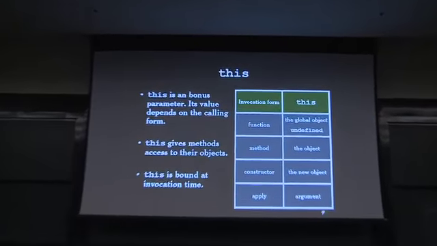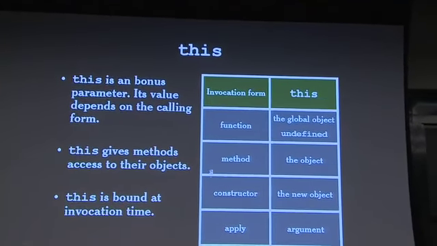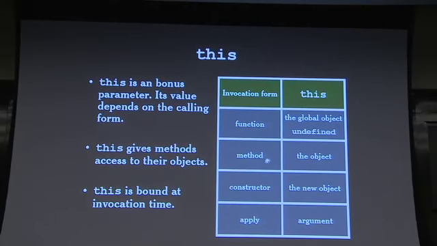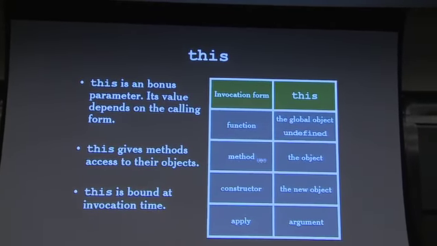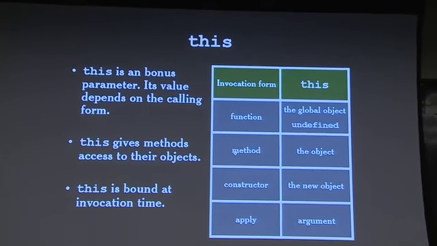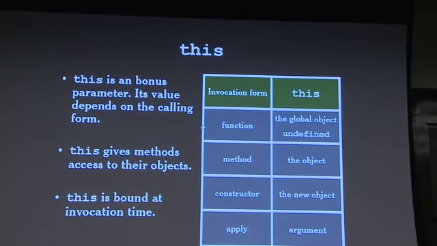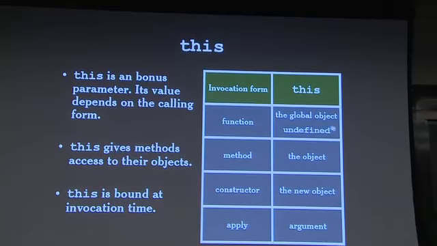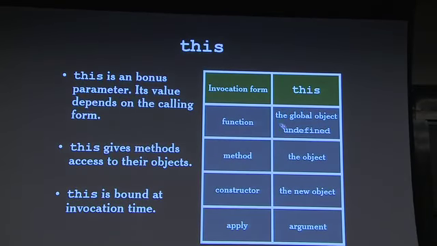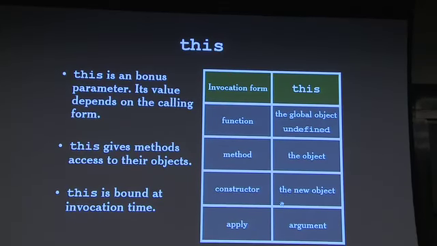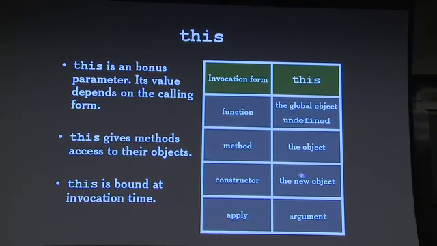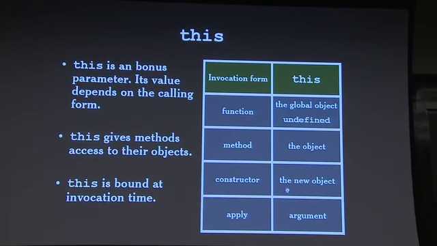This chart is really the key to understanding it. If it's called like Math.sqrt, then inside that, the this object contains a reference to the Math object. If it's called in a function format, where you just call the name of the function, then this actually contains a reference to the global object, or it's undefined, depending on the version of JavaScript. If you instantiate a function using the new keyword, then you actually get the new object inside this.